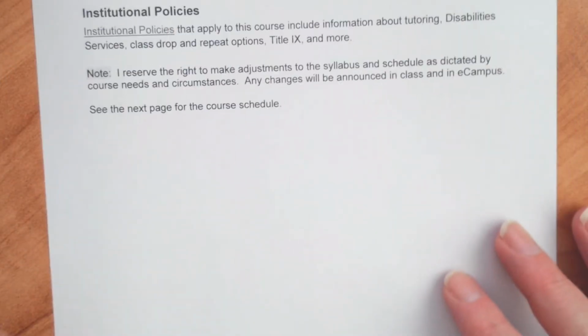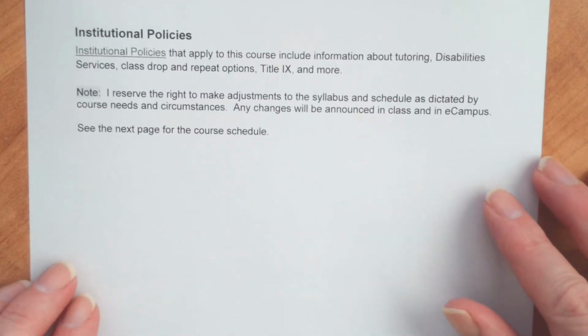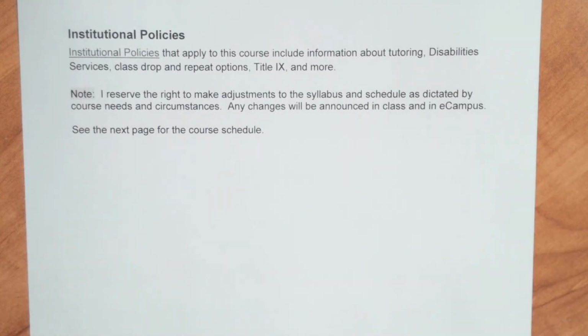All right, just a couple more things. You should at least look at the institutional policies once and make sure you understand what's there. Talks about things like dropping classes, repeating classes, Title IX, and so on. And finally, that's pretty much all that I want to say as far as the syllabus is concerned, but I do want to go ahead and look at the schedule.